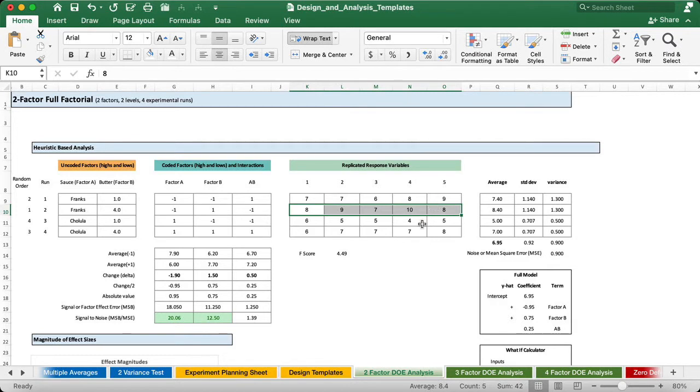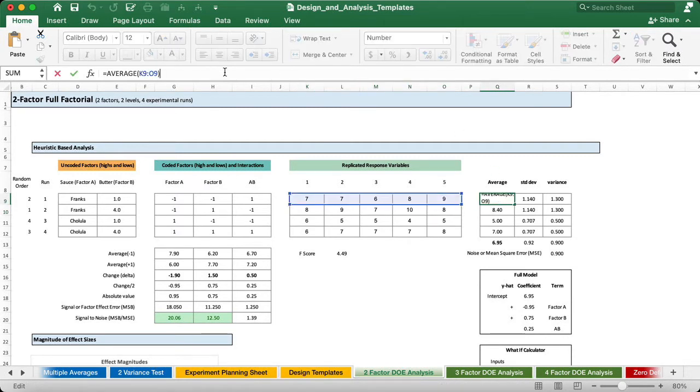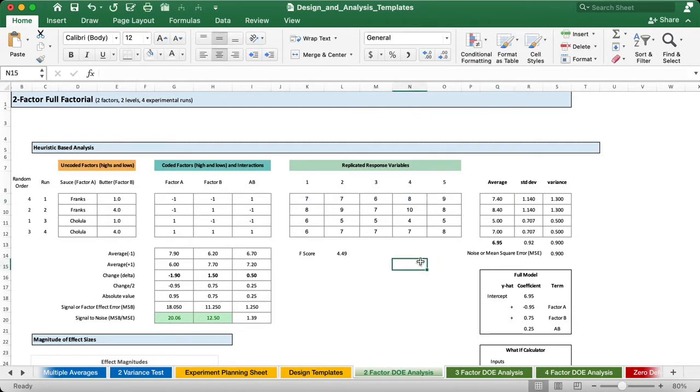but that's an experiment you could do. So we've done the experiment, we've collected some data, and we can average each of these rows. For this combination, the average score is 7.4. For this combination, 8.4. For this combination, 5, and then a 7. The grand average is 6.95. We can also calculate the standard deviation based on those rows and readings, and the variance. The variance is simply the square of the standard deviation.